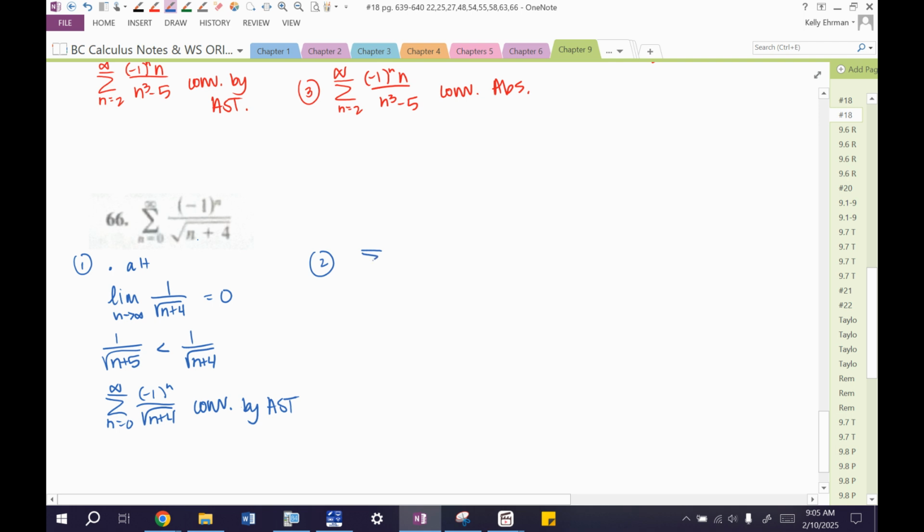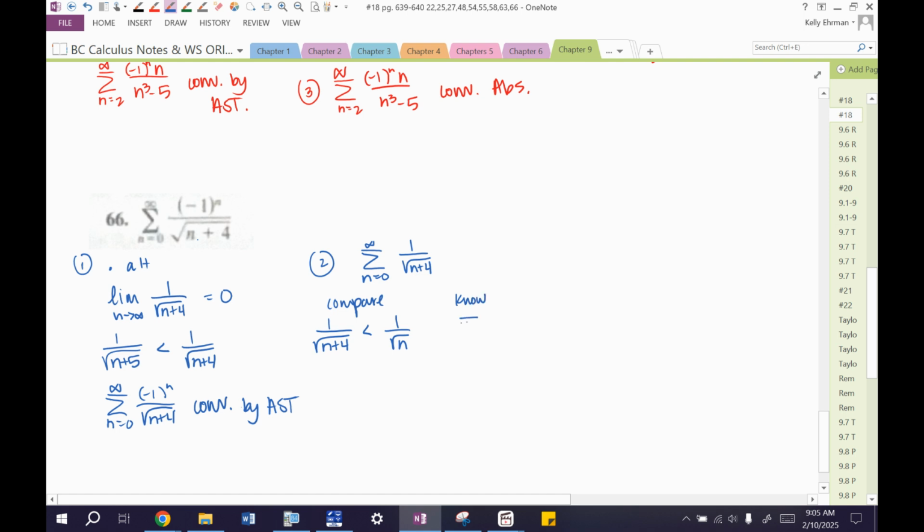All right, so let's take a look at the positive series. 1 over square root of n plus 4. Again, you could do integral test, but why do that when you can also just do a comparison test? Why integrate if we don't have to? Compare 1 over the square root of n plus 4 to 1 over the square root of n. The first fraction is smaller.